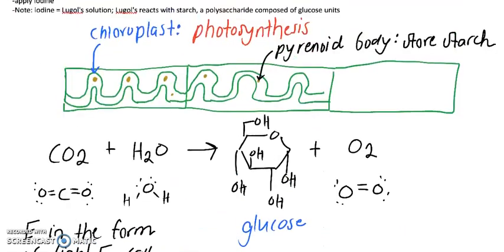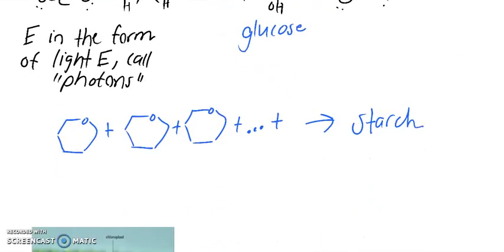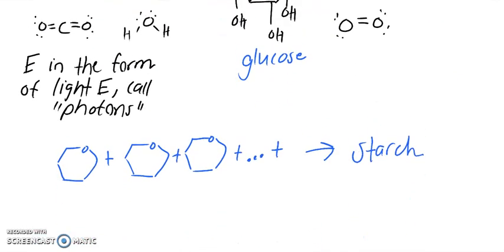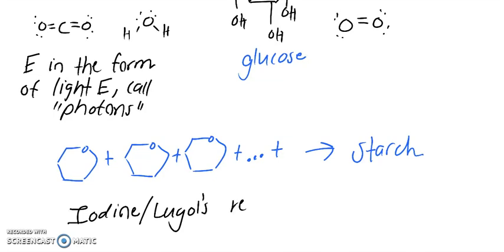And now you look at this cell on its own, but then when you add iodine to it, remember iodine stains starch, so we should see some reaction or change in color. So remember that iodine or Lugol's reacts with starch. These glucoses here are the products of photosynthesis.